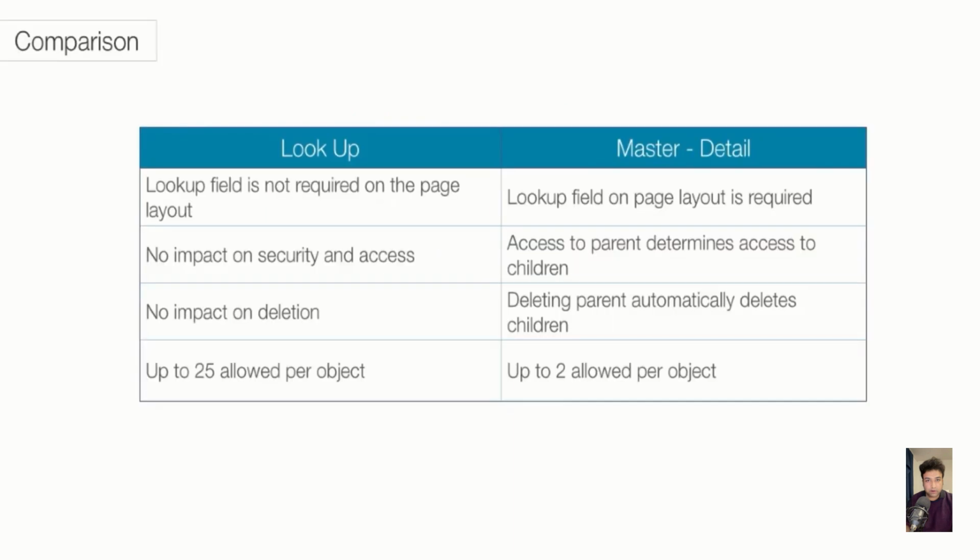This table summarizes the differences between lookup and master detail relationship. A lookup relationship is loosely coupled with no cascade delete effect and independent ownership. A master detail relationship, however, is tightly coupled with cascade delete effect, and the owner of the parent record inherits the ownership of the related child records. And you can create maximum of 25 lookup relationships and only 2 master detail relationships per object.